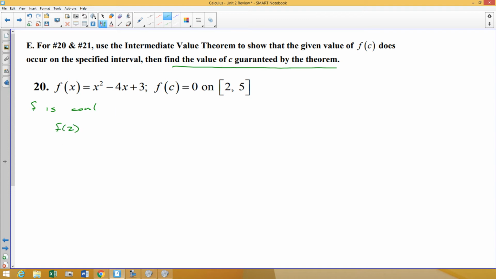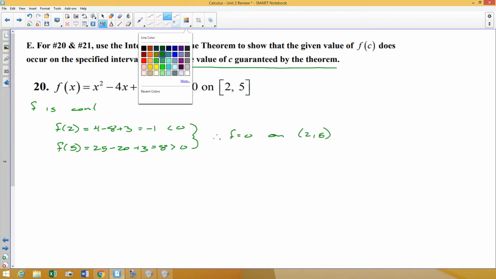So first, I'm going to plug in 2. 2 squared is 4. 4 times 2 is 8. Plus 3, that's -1. F of 5 is 25 minus 20 plus 3, that's 8. And -1 is less than 0. 8 is greater than 0. Therefore, f equals 0 somewhere on the interval 2 to 5.